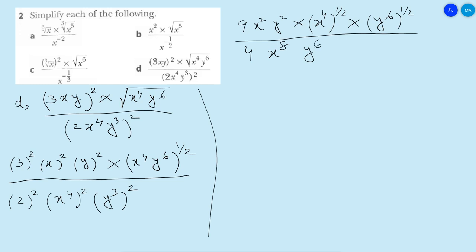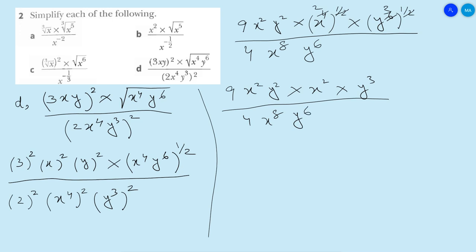Next, 9 x square y square into, power to the power is multiplied, 2 to the 4, it will be x square into y, power to the power is multiplied, 2 3s are 6, y cube upon 4 x^8 y^6. So 9 x 2 plus 2.